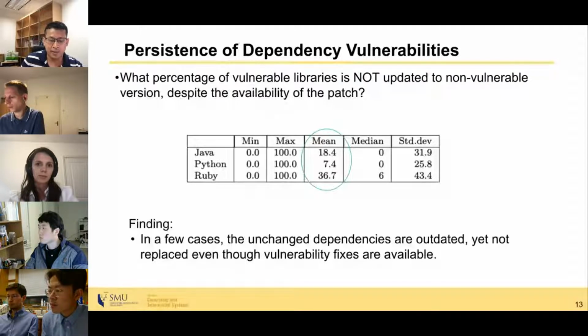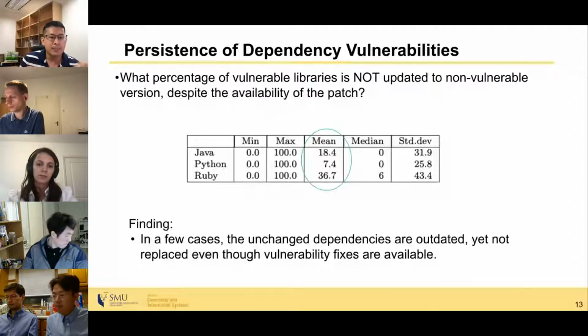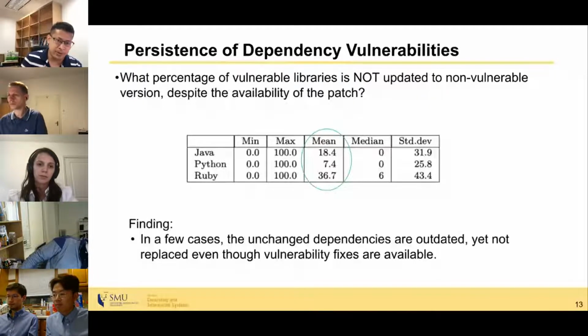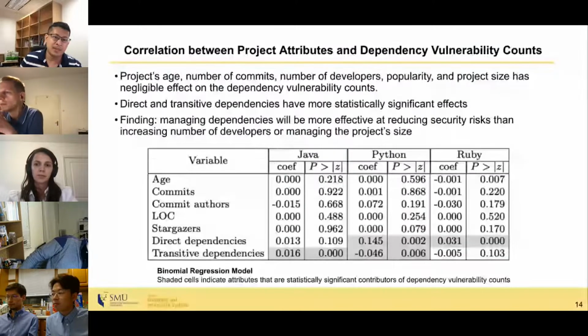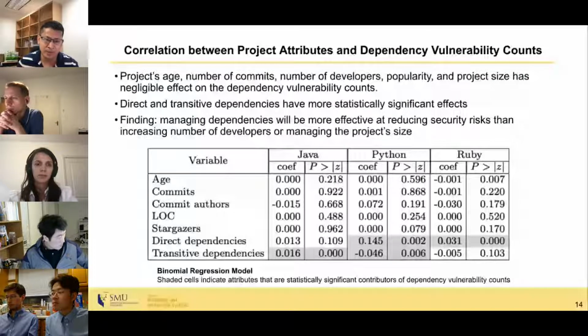And last but not least, we also looked at the correlation between several project attributes and dependency vulnerability counts, so that we can measure how we could reduce the security risk. It turns out that most of the attributes, like popularity, size, and the number of developers, don't really matter. What matters, though it could be quite trivial, is the direct and transitive dependencies used in a project. So it means that managing dependencies could be more effective at reducing security risk rather than increasing developers or managing the project size.